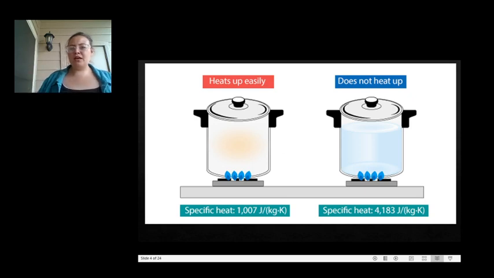Another example, if we have a pot with nothing in it and a pot with water in it, the pot with nothing in it is going to get hot very quickly. So you don't need a lot of energy to heat it up, so its specific heat value is very low. The pot with the water, you need a lot of energy to heat up that water, so its specific heat value is very high.